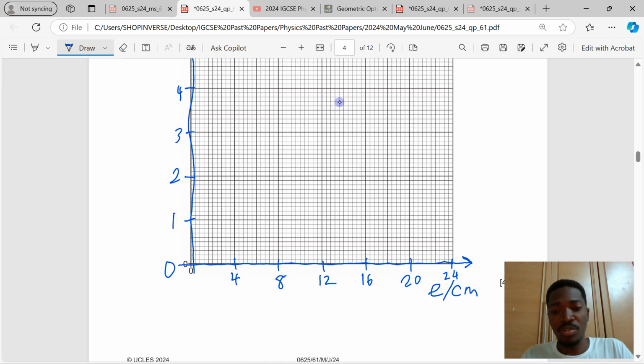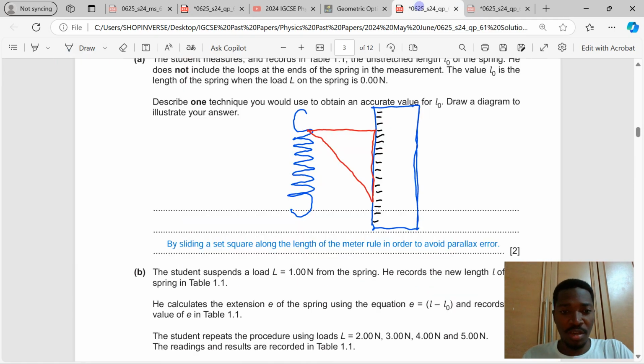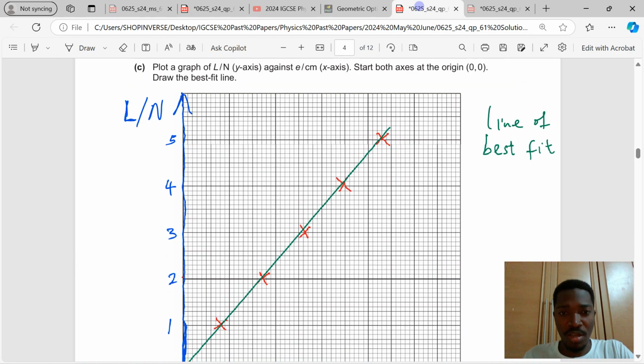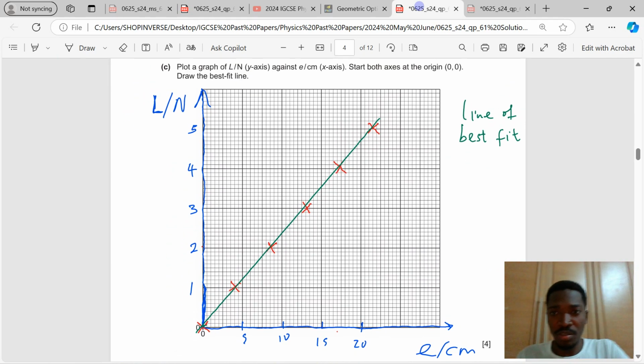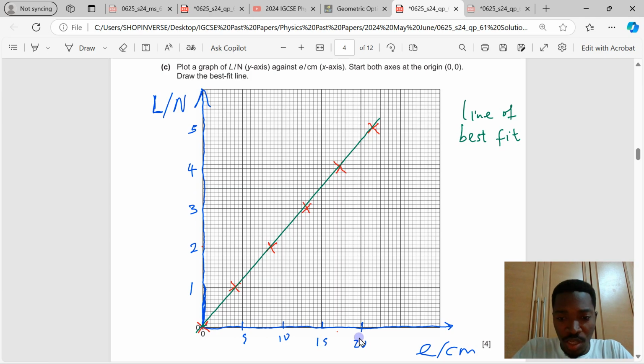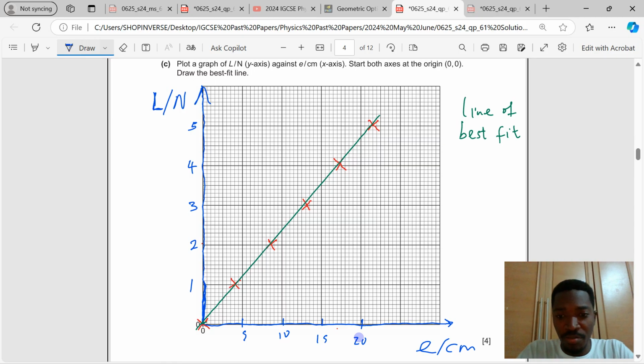See, either of these scales would work, so I've done this here. To make your work easier, I'll just show this here. I've already plotted the points. So I use 1, 2, 3, 4, 5 for the load, and I use 5, 10, 15, 20, 25 for the values of E.